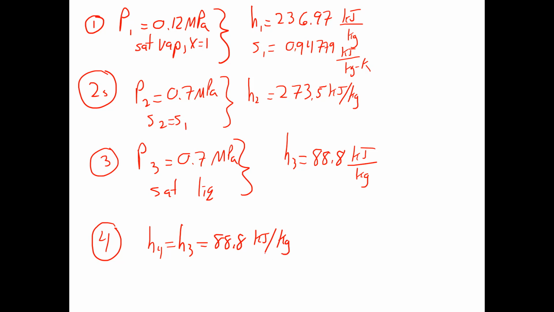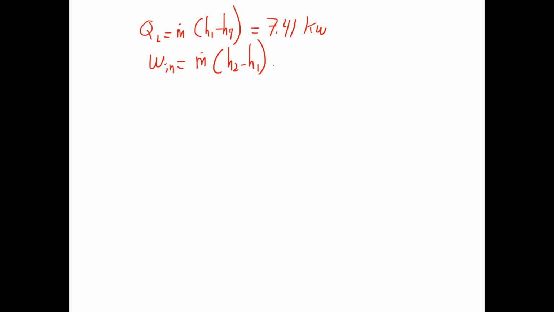Now that we have the enthalpy at each of the states, we can compute the energy transfer quantities for each process. So we get that the heat absorbed in the evaporator is going to be mass flow rate times H1 minus H4. If you plug in your numbers there, you get 7.41 kilowatts. The work into the compressor will be the mass flow rate times H2 minus H1, since process 1 to 2 is through the compressor. That would be 9.23 kilowatts.